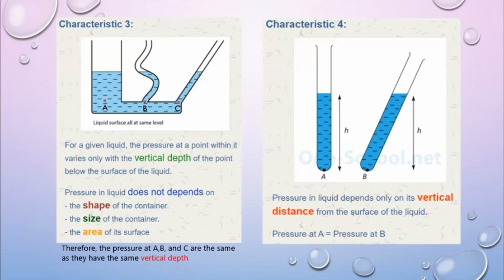The last characteristic is that the pressure in liquids depends only on its vertical distance from the surface of the liquid. So we can see on this diagram, the pressure at A will be the same as the pressure at B because the vertical depth is the same.